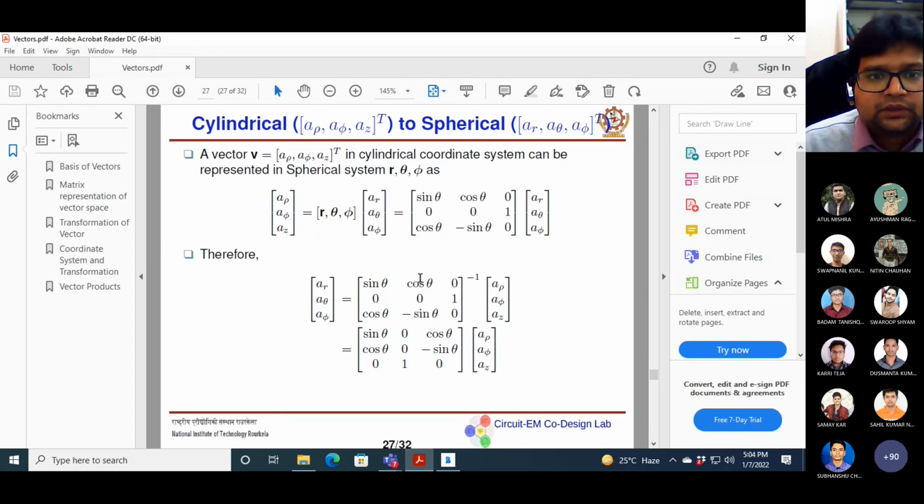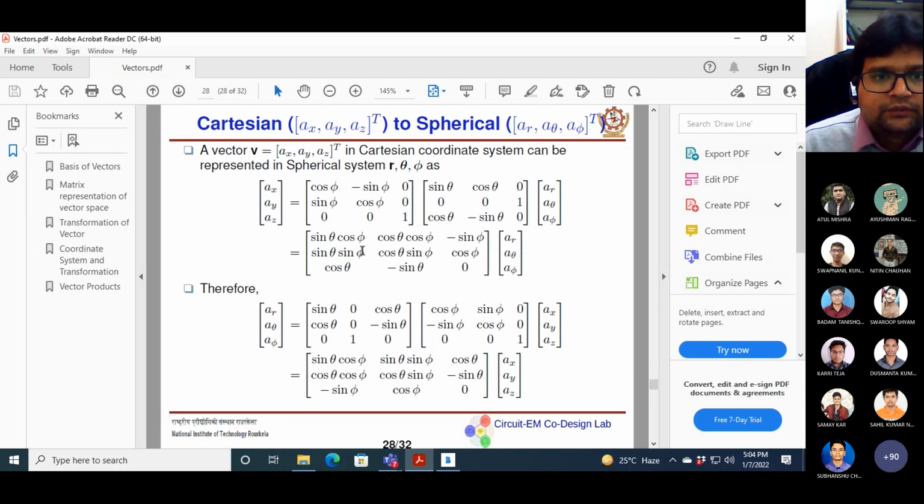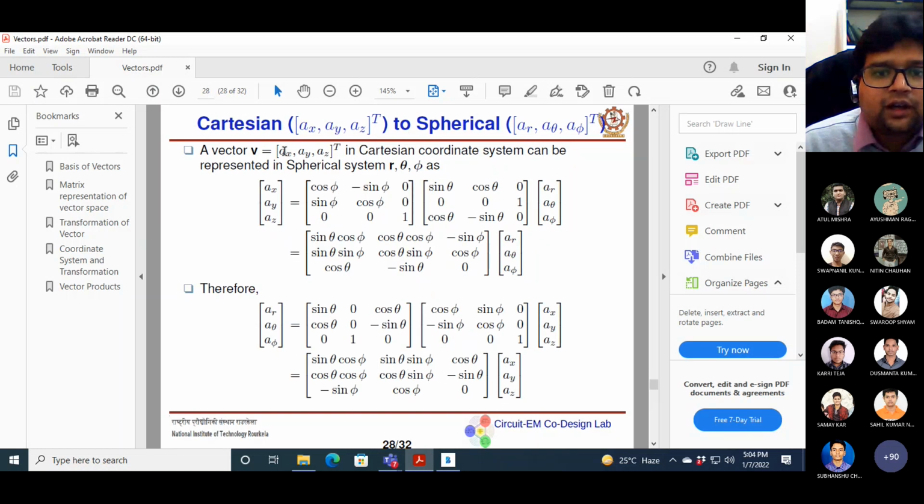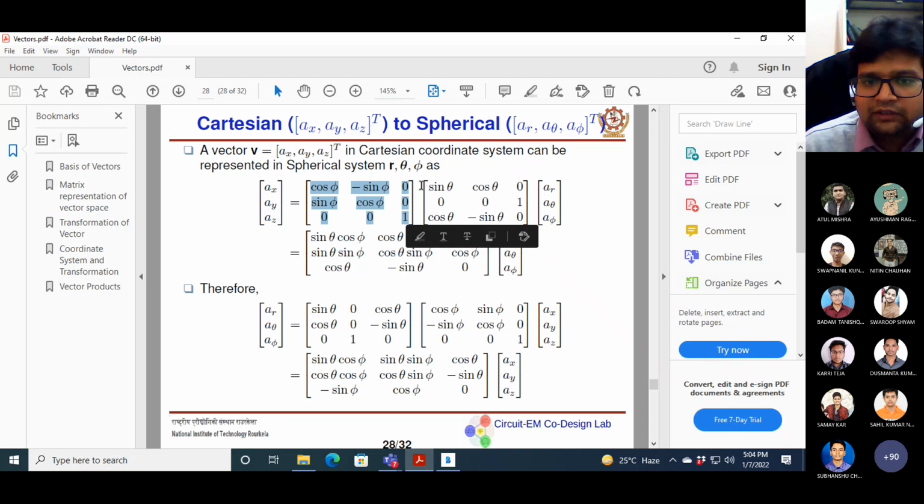Cylindrical to spherical. Now the next transform is Cartesian to spherical. Cartesian to spherical means basically you have to multiply two times. Two rotation matrices are involved here. At first this Cartesian coordinate will be transformed into the cylindrical one with this rotation matrix.